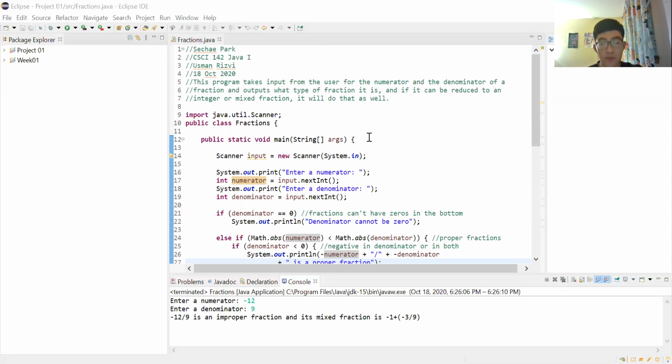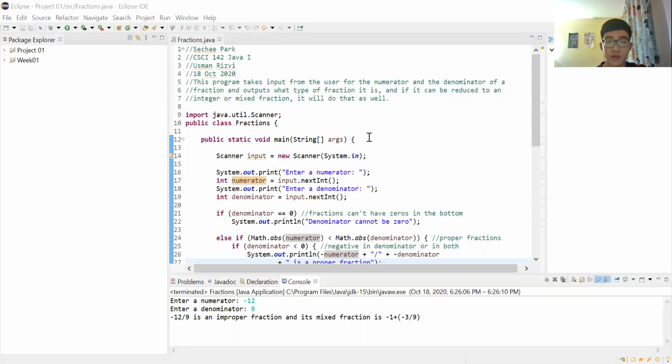So the way I tackled this problem is I, of course, had the input and did all the coding for that. And then after I figured out all the different scenarios that would occur, I solved for all the different situations or outputs that would have occurred, like proper fractions, improper fractions, and stuff like that.